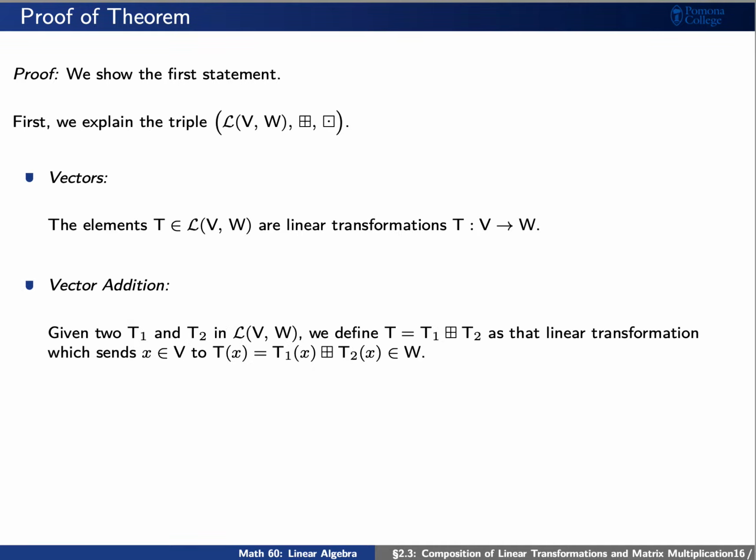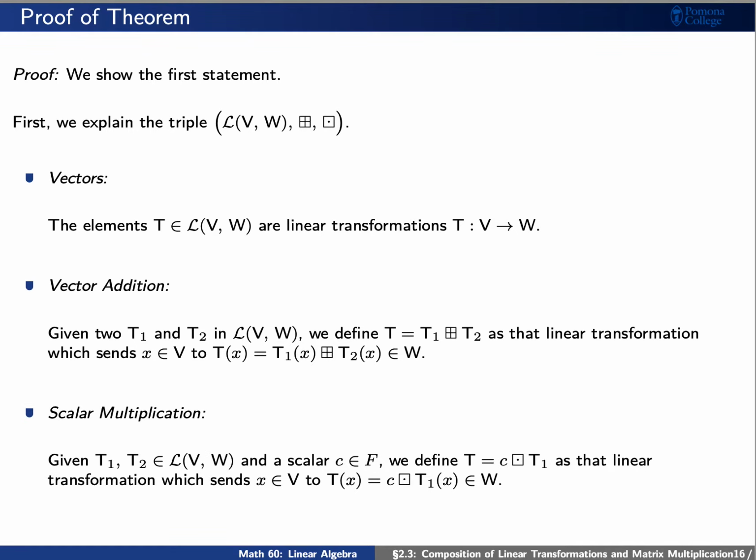Vector addition here will be defined in a slightly strange way. Given two linear transformations T1 and T2, we'd like to define what we mean by a new linear transformation T1 square box T2. We'll do so as follows. This linear transformation now needs to be defined by sending one vector to another vector. Given a vector x in our space V, we'll define the sum T1 box T2 as the sum T1 of x plus T2 of x, as the sum of vectors in our codomain W.